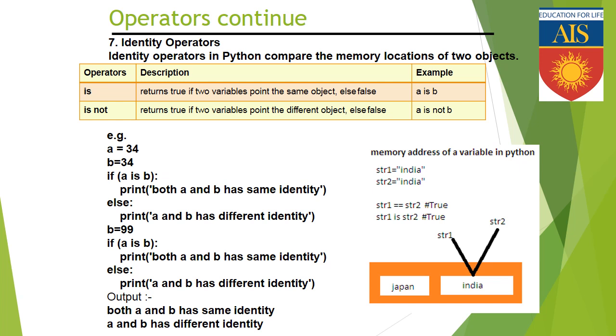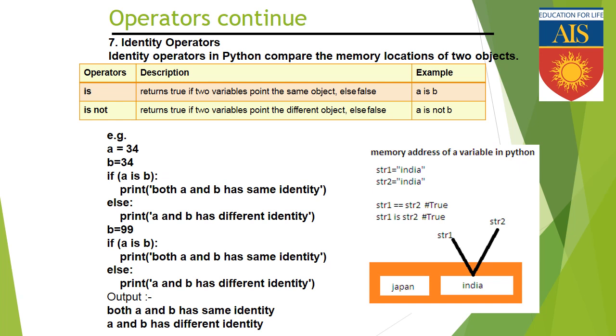Identity operators in Python compare the memory location of two objects. One is 'is' and one is 'is not'. Is returns true if two variables point to the same object, or else false, A is B. Is not returns true if two variables point to different objects, else false. See the example: A equals 34, B is also 34.